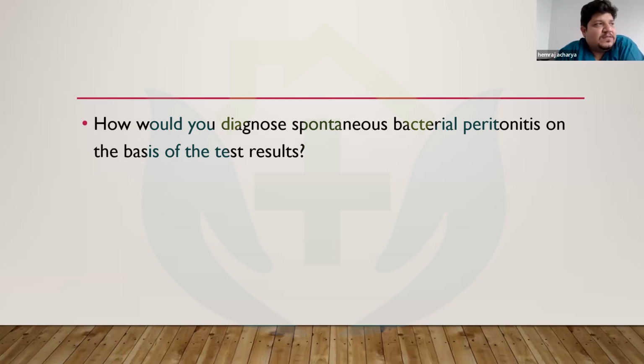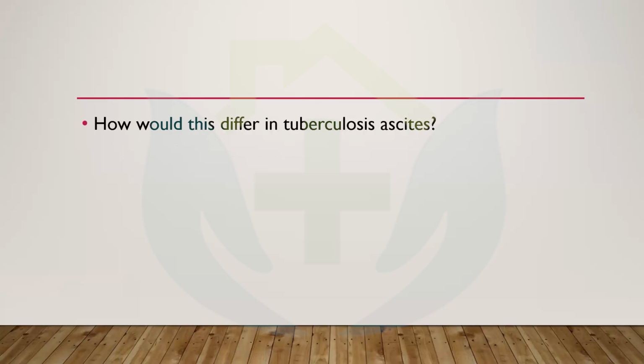Sir, SBP is diagnosed with more than 250 polymorphonuclear cells, and along with that, culture positive. If the culture is negative, then it is known as culture-negative neutrocytic ascites. How would this differ in tuberculous ascites? Sir, tuberculous ascites will have ADA positive, ADA of more than 30, I think, is positive for ascitic fluid. The color of the tubercular fluid is also straw-colored, whereas the ascitic fluid in liver disease is a little lighter. Any more specific finding in tuberculosis? Sir, ADA will be positive. Yeah, adenosine deaminase.